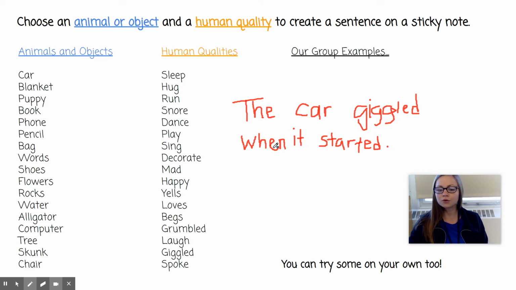The car giggled when it started. So I've got my animal or object. Then I have my human quality, and it's saying that the car giggled. Cars can't giggle. Okay, so what I'm saying is a figure of speech. I'm saying that the car made a noise when it started. It maybe sounded like a laugh, but it didn't actually laugh, okay?